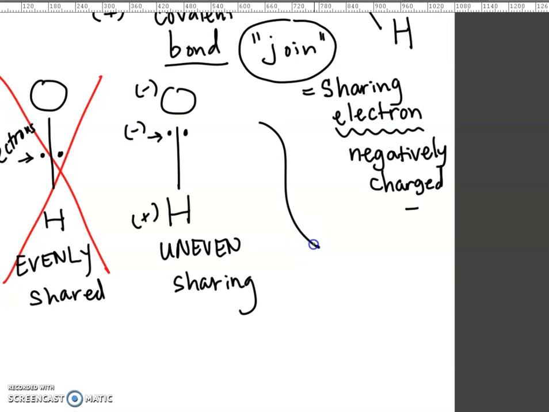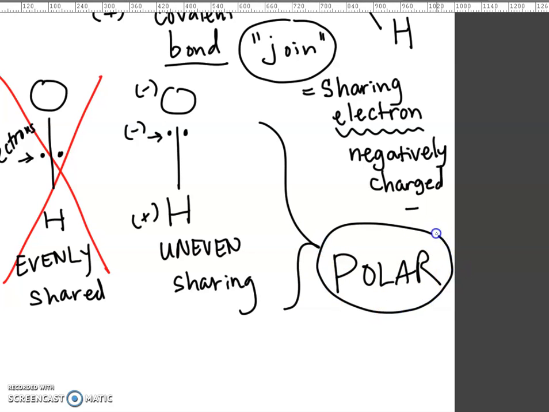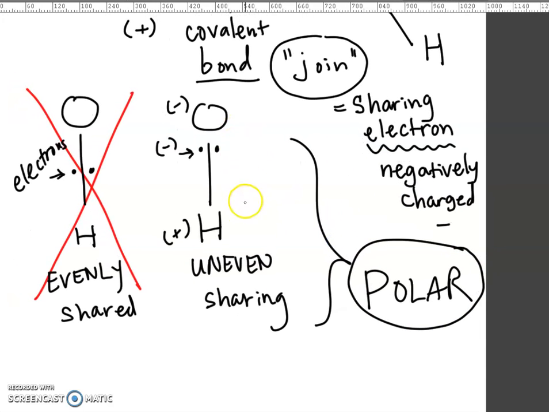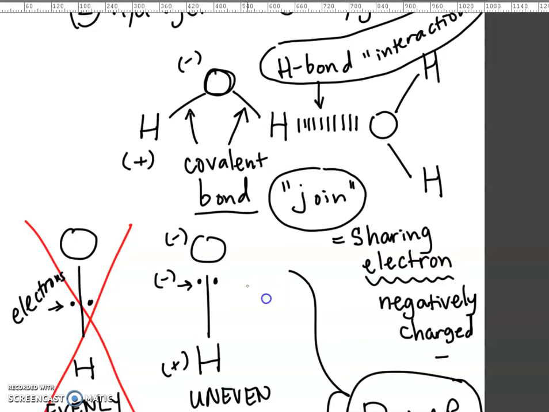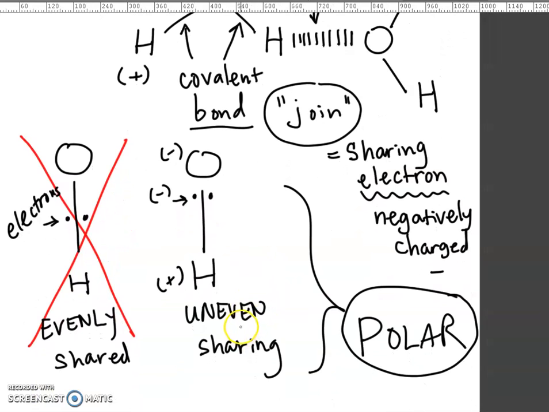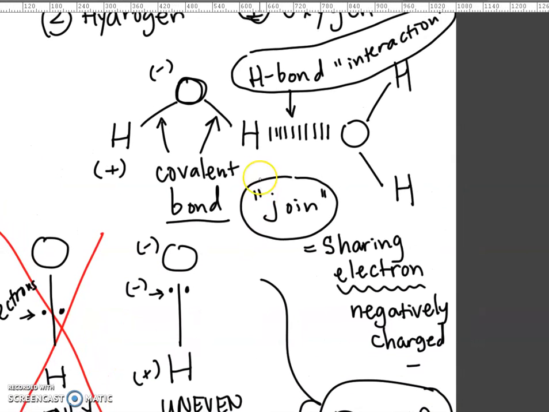Now, whenever this is unevenly shared, we call this polar. We say that water is polar. Water is polar because you have uneven sharing, because the electrons are not directly in between my oxygen and hydrogen. Now, because it is polar, because you do have a positive and negative, that allows your negatively charged oxygen here, which I'm going to represent with yellow, to interact with your positively charged hydrogen, which I'm going to represent here in blue.